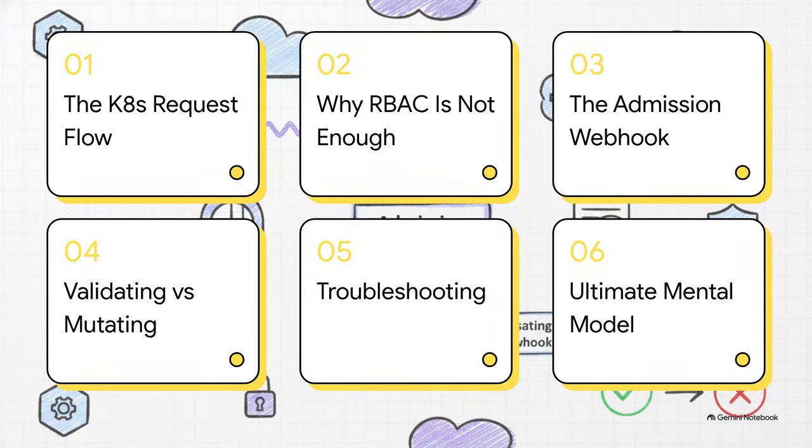Here is a quick look at our roadmap. We are looking at the request flow, why RBAC isn't enough on its own, and then we'll introduce the admission webhook. After that, we'll break down validating versus mutating webhooks, tackle some troubleshooting, and wrap it all up with a mental model you can actually use.